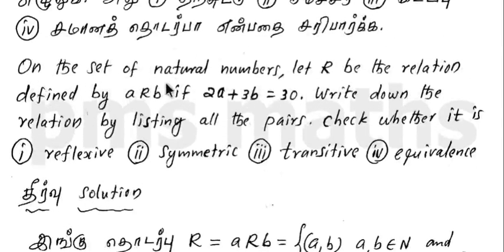On the set of natural numbers, let R be the relation defined by (a, b) if 2a plus 3b is equal to 30. Write down the relation by listing all the pairs. Check whether it is first, reflexive; second, symmetric; third, transitive; fourth, equivalence. Solution.